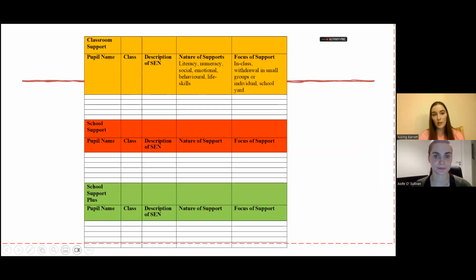So again, I've just popped this here. It's a kind of a grid that you can keep track of classes that you work with, that classroom support, and school support plus. And again, this is just from NEPs themselves, and it just keeps track of the children that you're supporting, the nature of the supports that you're providing, and the focus of support.